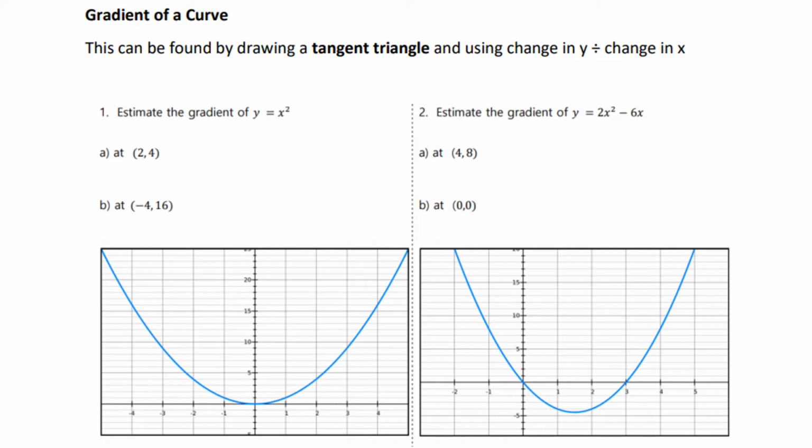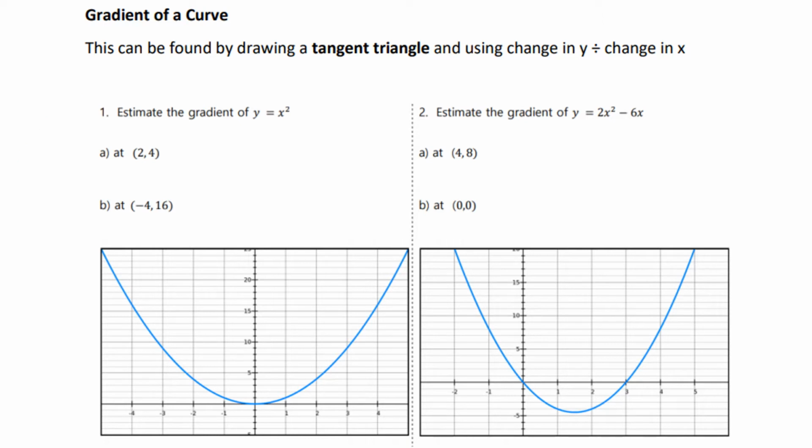Now, we have done gradient of straight lines in the past. When you have a straight line, we have something like that. We simply draw a little triangle on it. We say that is 12 squares up and 3 squares across, so the gradient is 12 divided by 3, which would be 4. But what do we do if it is a curve?